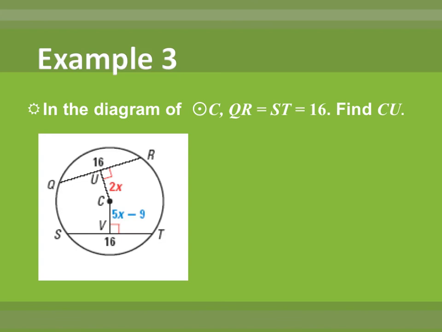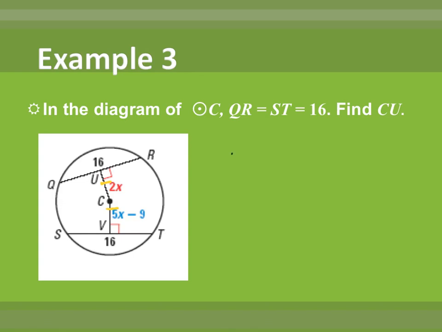So here in the diagram of this circle C, it's telling me that QR, that chord, is congruent to ST, and they both have a measurement of 16. They want me to find the length of CU. So we learned that if the distances from the center to the chord were congruent, then the chords were congruent, or because it was if and only if, we also learned that if the chords were congruent, then these two distances here were also congruent. So all I need to do is set them equal to each other.